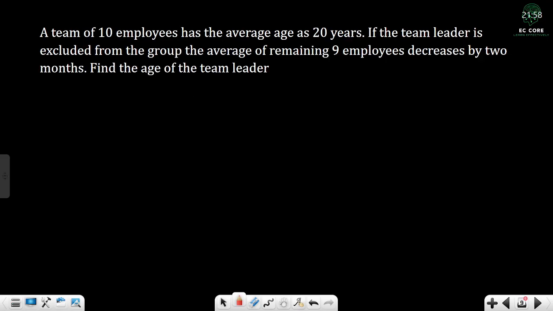Next one. So here I am having a team of 10 employees with an average of 20 years. If the team leader is excluded from the group, the average of the remaining 9 employees decreases by 2 months. So find the age of the team leader. So for 10 employees, it is 20 years.